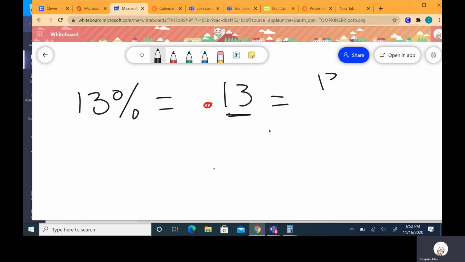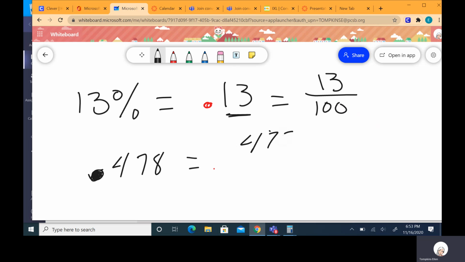Now, in order to turn that into a fraction, all you need to do is take this 13, and there were 2 place values after the decimal. Well, that's how many zeros are going to be after the 1. 13 hundredths. So if I have this 478 as a decimal, that would be 478 over 1,000. And then I would have to simplify because they're both even.